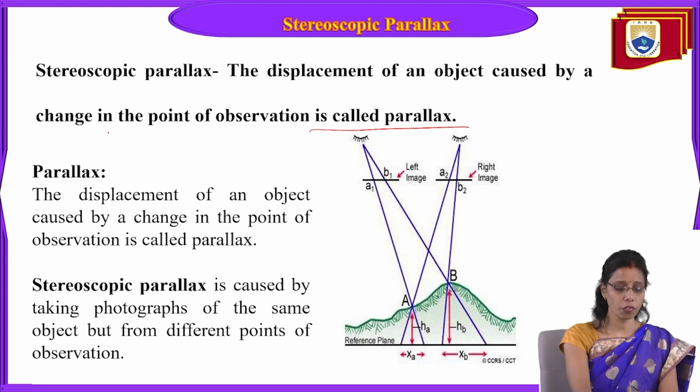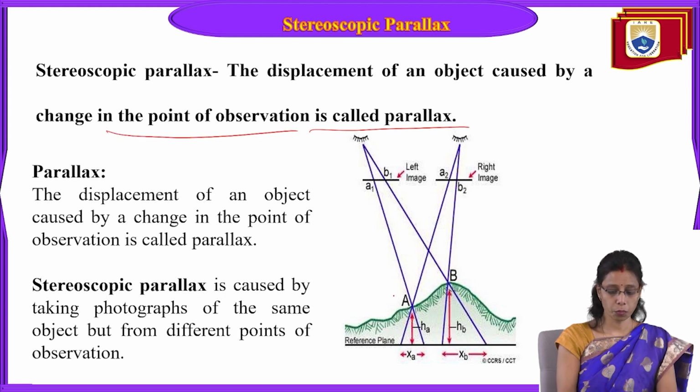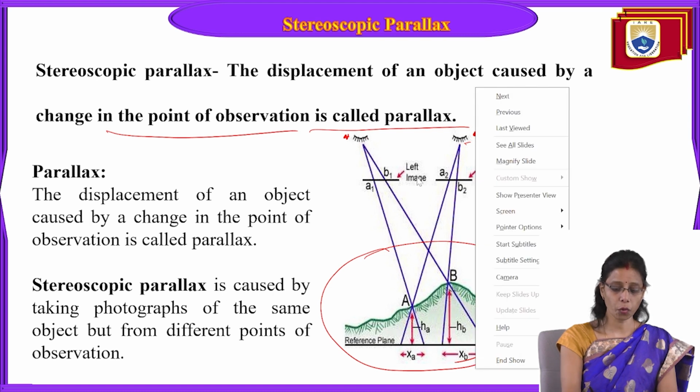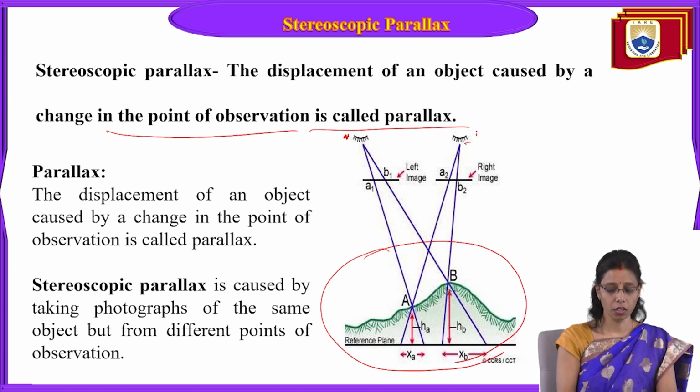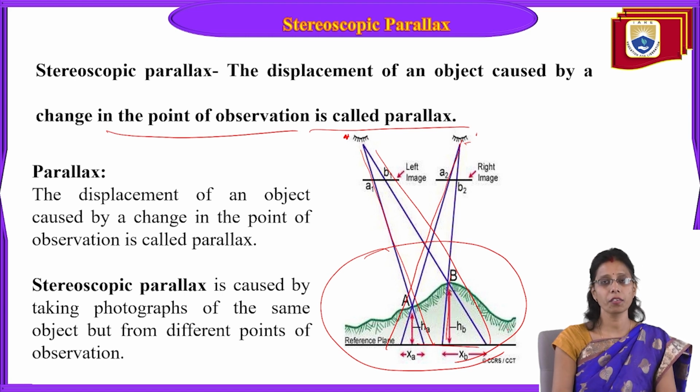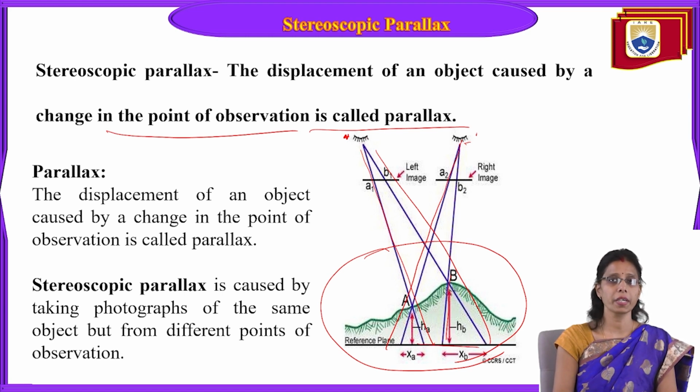Change in the point of observation means, suppose this is the ground and this is your left eye, this is your right eye. So here the point of observation will be here, and for the right eye, the point of observation will be here. So this eye will see the image from here to here, and this eye will see the image from here to here. So both the images will be different. The point of observation will be different.